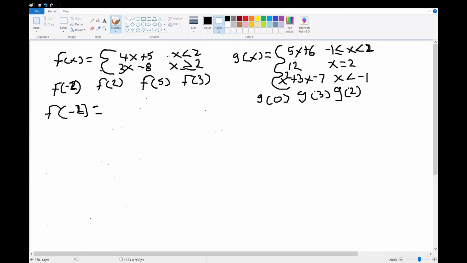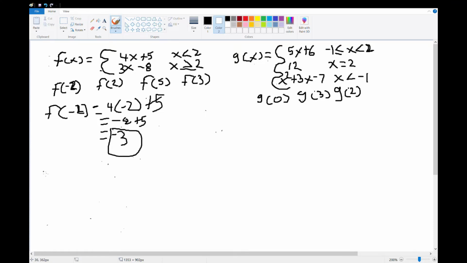Now, when we use that top portion 4x plus 5, we need to plug in negative 2 for x. So it's going to be 4 times negative 2 plus 5. 4 times negative 2 is negative 8, and negative 8 plus 5 is negative 3. So that is the value of f of negative 2. Basically, what you need to do is find the appropriate portion, then plug in the specific value for x, and you get your solution.